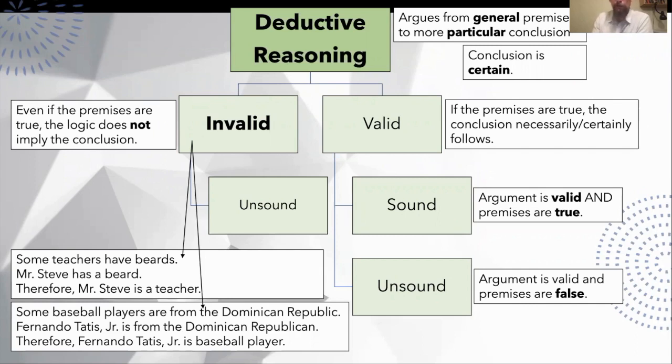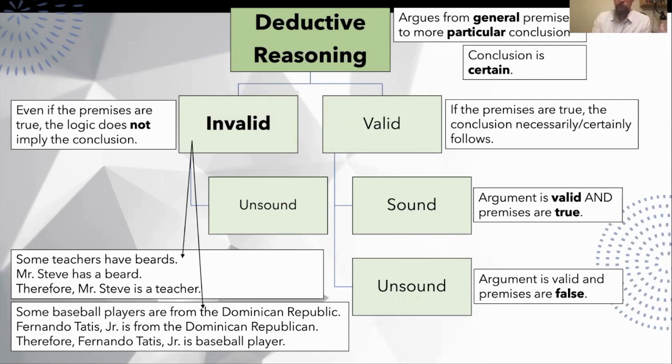So now let's look at invalid arguments, where even if the premises are true, the logic does not imply the conclusion. Looking at an invalid argument: some teachers have beards. That's true. Some teachers do have beards. Mr. Steve has a beard. That's true. Mr. Steve does have a beard. Therefore, Mr. Steve is a teacher. Well, that's true. Mr. Steve is a teacher. All three of these premises are true, but does the conclusion necessarily follow the premises?